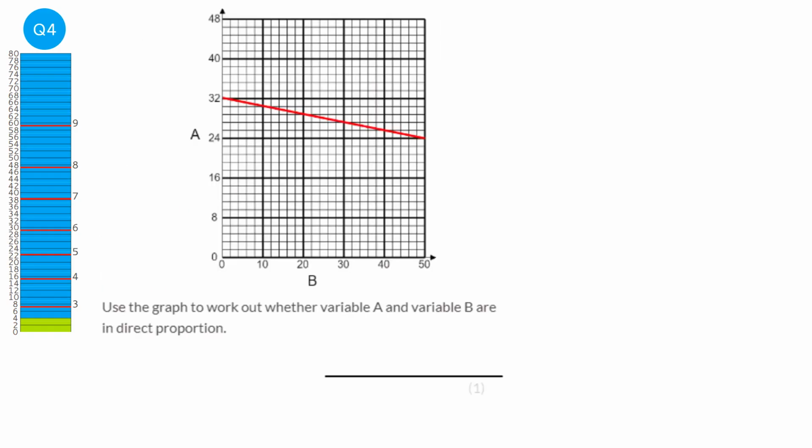There are 2 rules for things to be in direct proportion. The first rule is you must have a straight line, which we do on this question. The second rule is it must go through the origin. So we're looking for a line like this or like that, somewhere in that region there. Now, this red line does not go through the origin. So A and B cannot be in direct proportion.